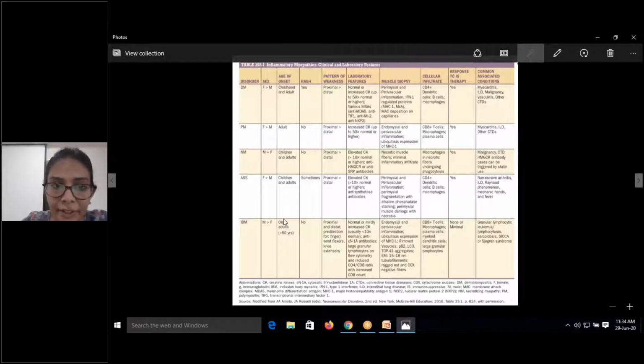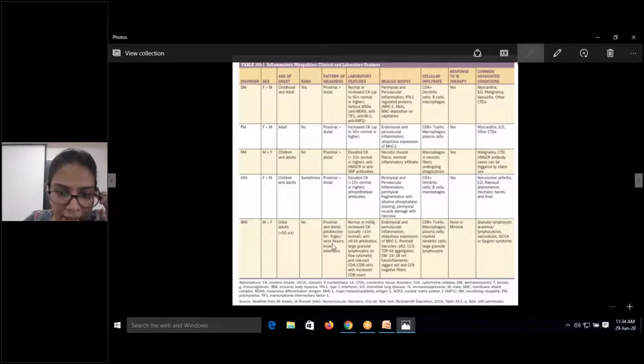And you see rash in dermatomyositis and sometimes antisynthetase syndrome, but not in any other myositis. And the pattern of weakness is proximal more than distal in polymyositis, dermatomyositis, necrotizing myopathy, and antisynthetase syndrome, and in inclusion body myositis, both proximal and distal are affected. And there is one important MCQ in this area.